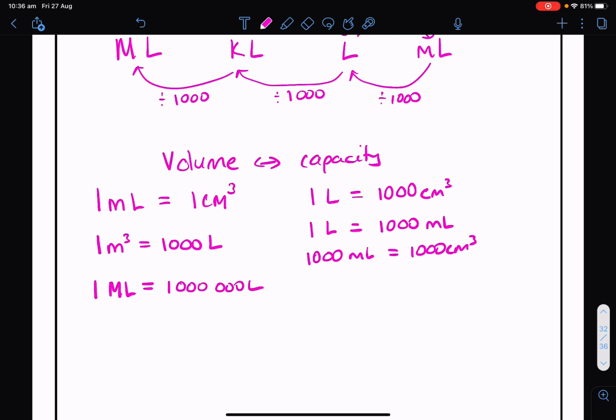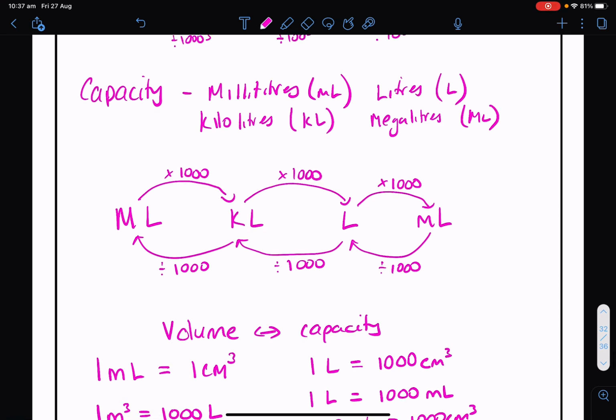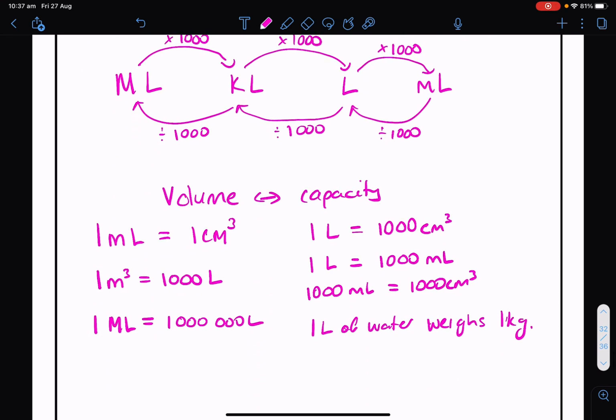We have 1 megalitre, and that equals 1 million litres. And we'll also just note here that 1 litre of water, I probably won't use this one, but it's just good to know, weighs 1 kilogram. Okay, we probably won't be using that here because we won't be doing mass, but it's just interesting to know as well. Okay, so we're going to use all these conversion tables, and we're going to convert some volume between volume, some capacity between capacity, and then some volume and capacity between each other.